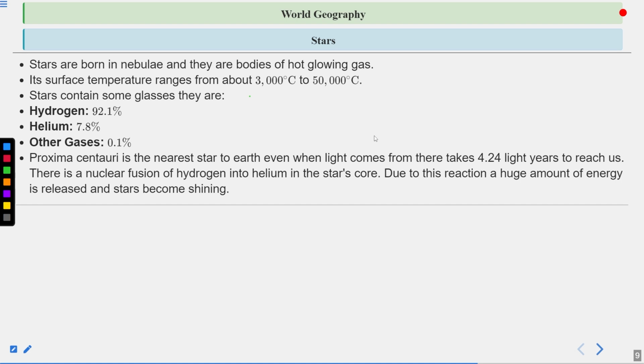Proxima Centauri is the nearest star to the Earth. Even when light comes from there, it takes 4.24 years to reach us. There is a nuclear fusion of hydrogen into helium in the star's core. Due to this reaction, a huge amount of energy is released and the stars become shining. So Proxima Centauri is the second nearest star from Earth after the Sun, and the third nearest is the Alpha Centauri.